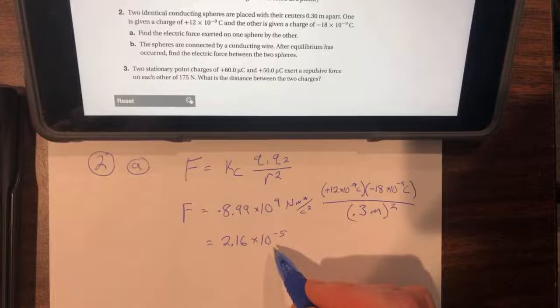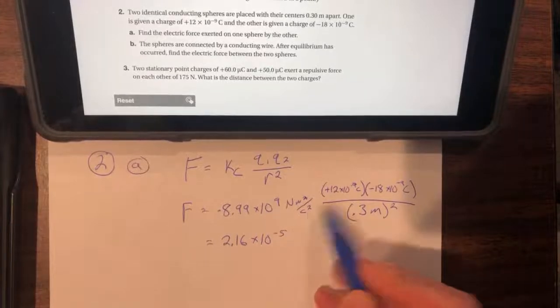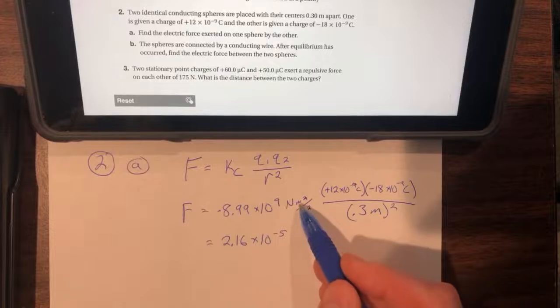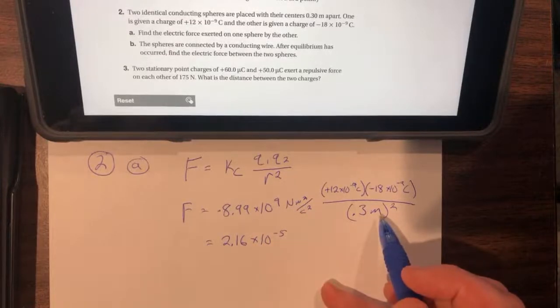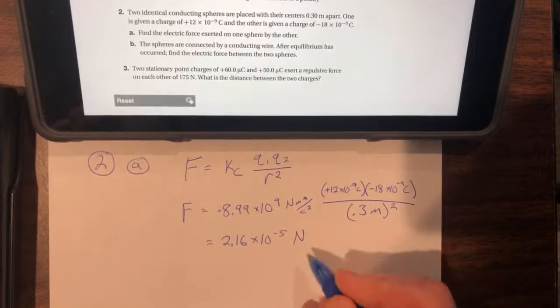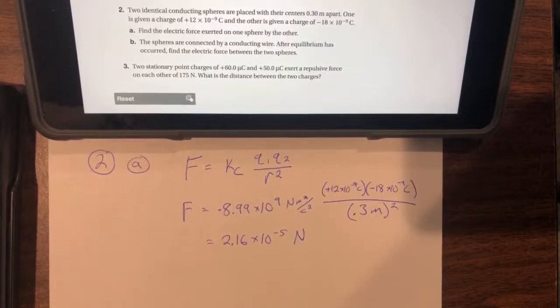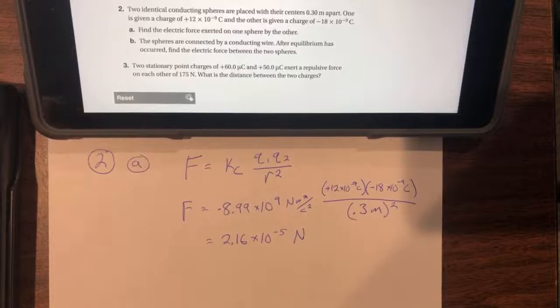But this is what you end up with. Now the units are going to be your Coulomb squared on top over Coulomb squared on the bottom cancels out. Your meter squared over meter squared cancels, and you're left with simply newtons. So a fairly small force. And that's to be expected because our charges are fairly small.